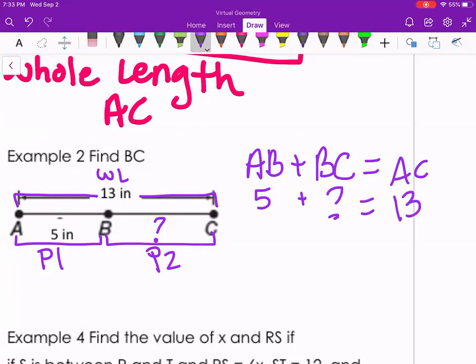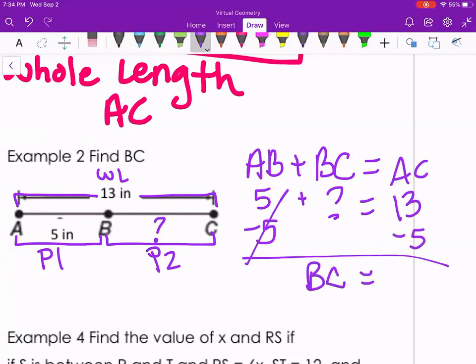So I'm going to solve this like I would if it was an algebra problem. I'm going to minus that 5, minus out what I do know from both sides. And so my missing BC piece has to be 13 take away that 5, which leaves me with an 8. So there's my missing part.